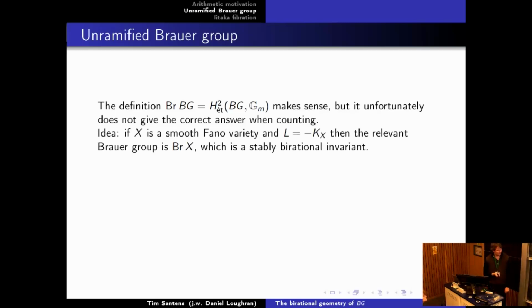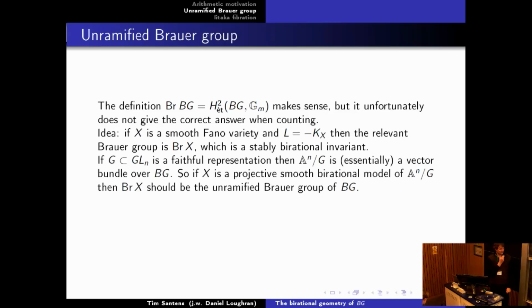The first idea is that if you have a smooth Fano variety and L is the anticanonical line bundle, then the adjoint of L is trivial. So for the Brauer group you have to consider just the full Brauer group. And the Brauer group is a stably birational invariant. So we can try to think of what is a stably birational thing to BG, and then take the Brauer group of this thing. So what is this?